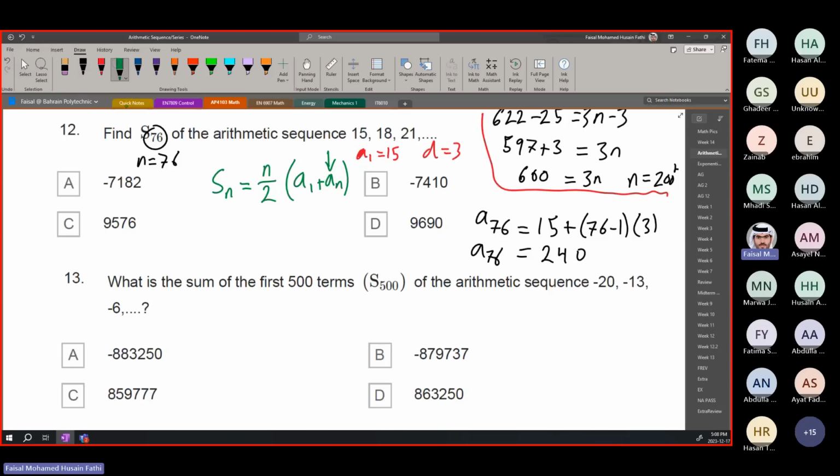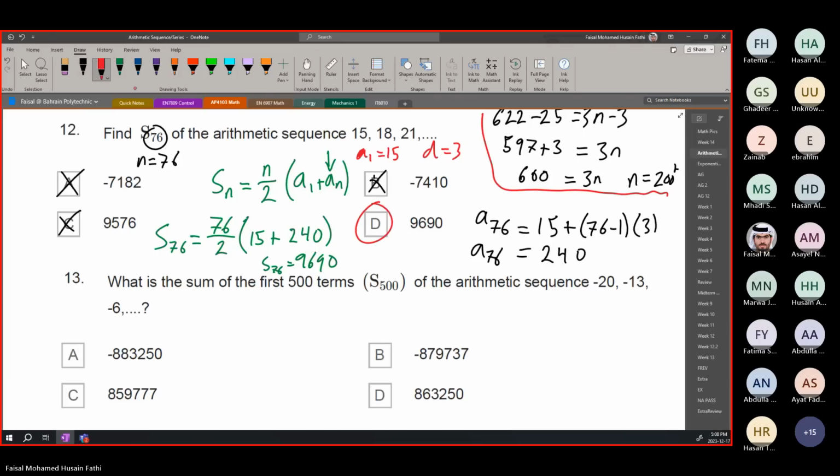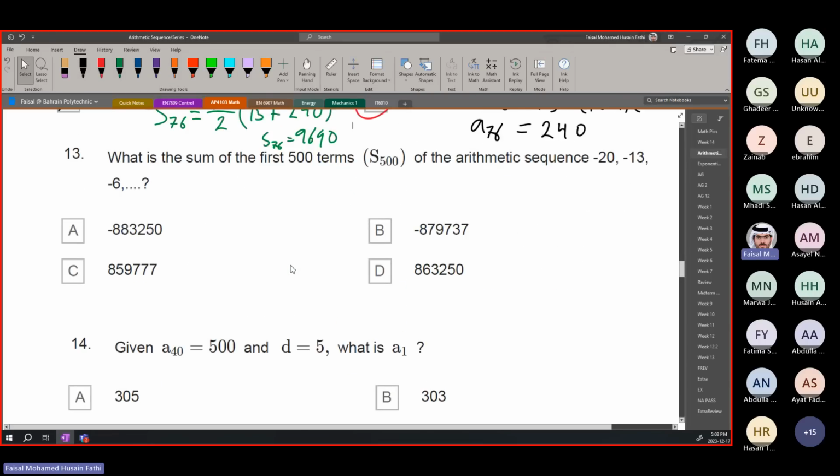All right? Sn, or S76, is equal to 76 over 2. A1 is 15 plus An, which is 240. You put that in the calculator. 76 over 2 times 15 plus 240. Answer is 9690. S76 is 9690. Not this, not this, not this. It is D. Okay?